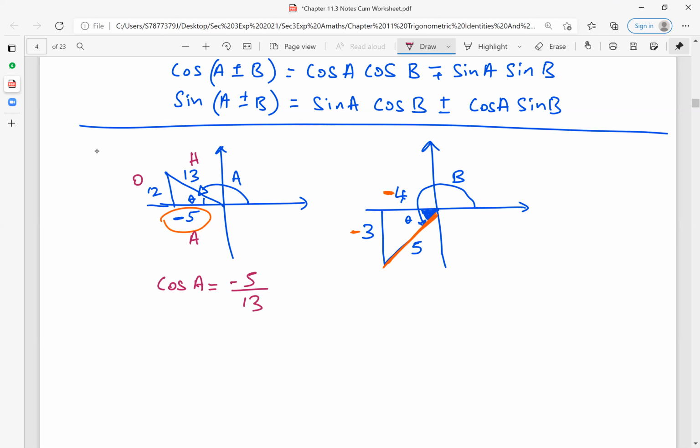Angela, can you tell me what is sine B here? Sine B is what?